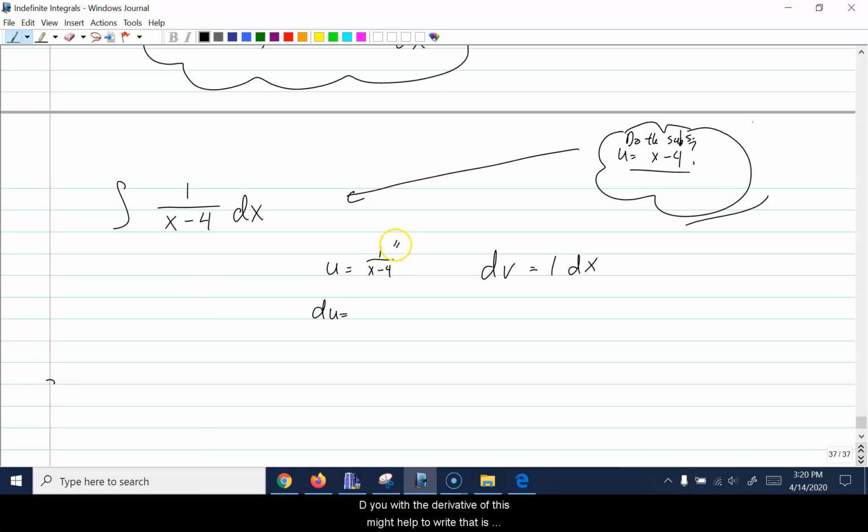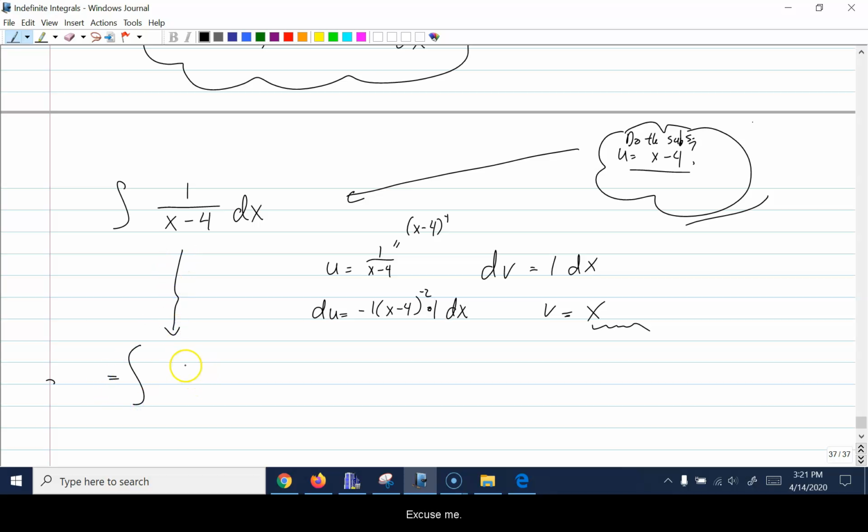du is the derivative of this. It might help to write that as a power of negative 1. The derivative is negative 1, new power of negative 2, times the derivative of the inside. Well, that's just 1 dx. What's v? v is the integral of 1 dx. That's x. I'm allowed to put plus a constant here, but I usually don't want to do that. This equals... Oh, I didn't write the uv. I'm not going to fill that in just yet, because here's the place where minus the integral of v du. du is negative 1 over x minus 4 squared times v.